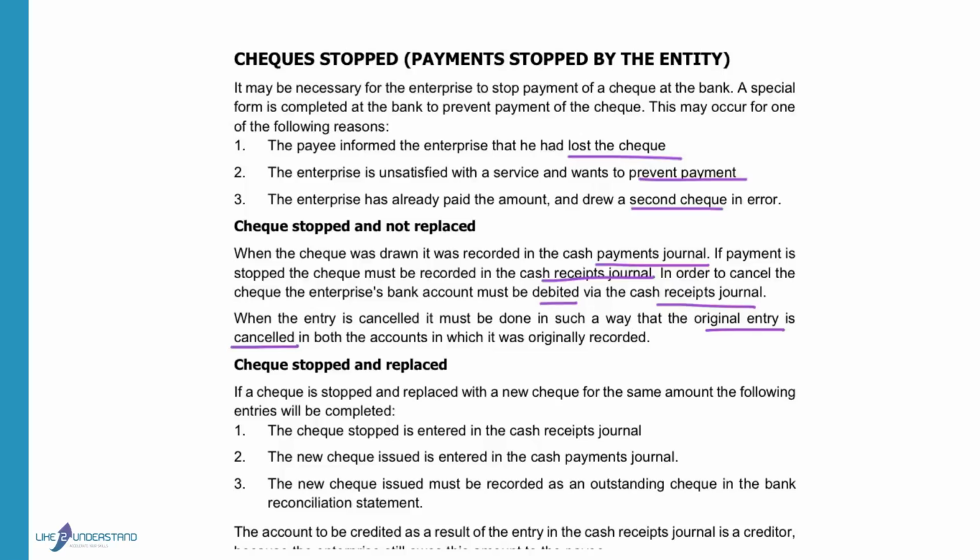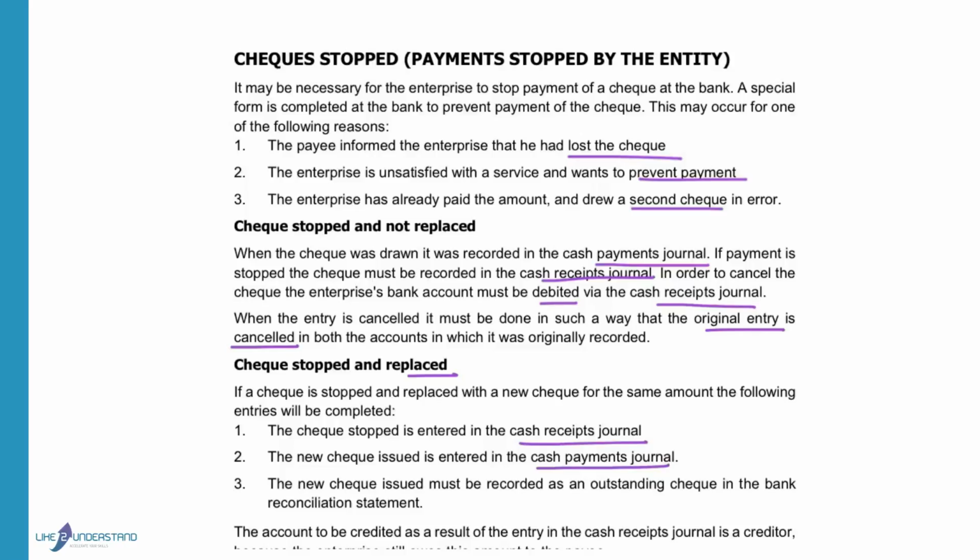So sometimes it may happen that you just stop a cheque and you don't replace this cheque. In the majority of cases, when you stop a cheque, you will replace that cheque. If a cheque is stopped and replaced with a new cheque, the same amount for the entries will be completed. The cheque stopped is entered in the cash receipts journal. A new cheque is issued in the cash payments journal.